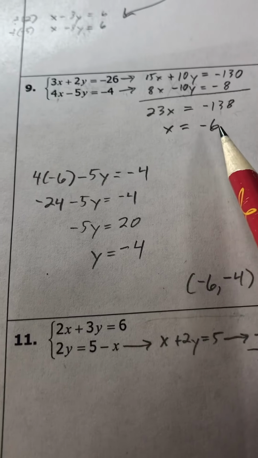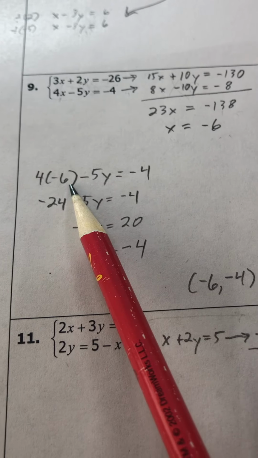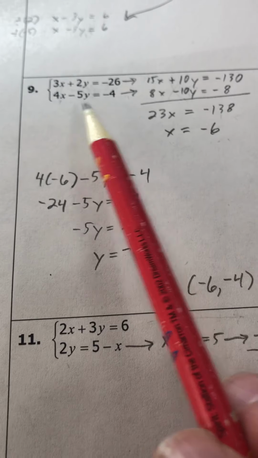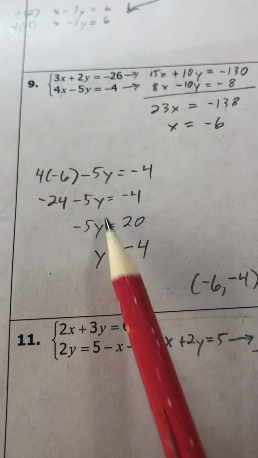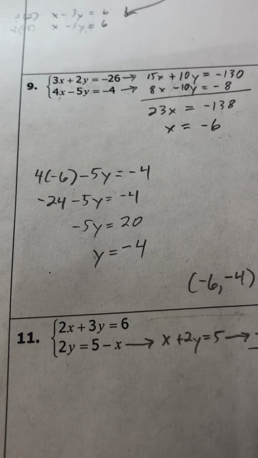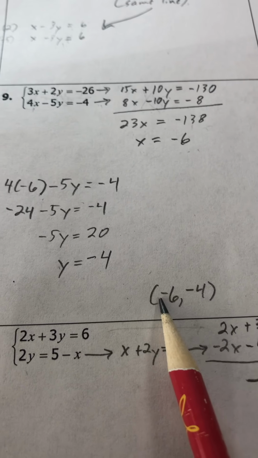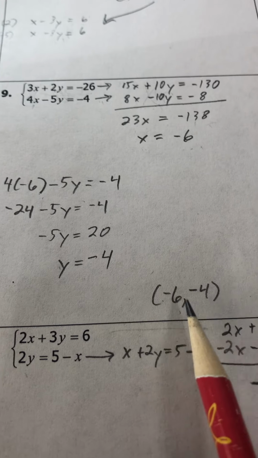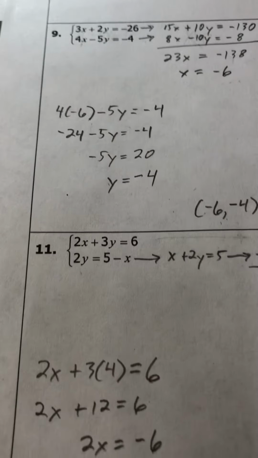I plug that negative 6 into the x value. I used the bottom one this time. It seemed like it would be easier. And I get y equals negative 4. So my coordinates are negative 6 and negative 4, where those two lines would intersect.